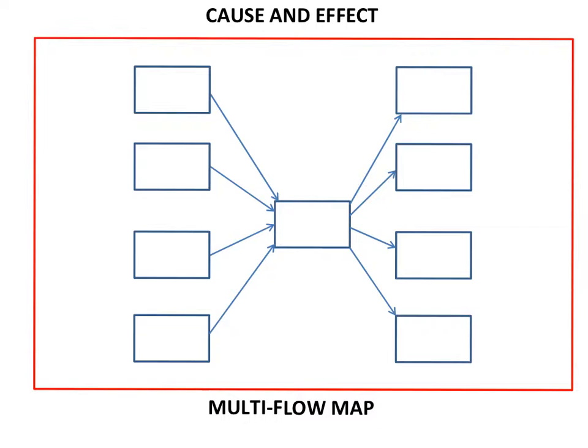In the middle of our cause and effect map we have an event. On the left hand side we have a series of boxes which lead in by arrows to the event. These are the causes of the event. And on the right hand side we have another series of boxes with arrows pointing to them, and these are the effects.